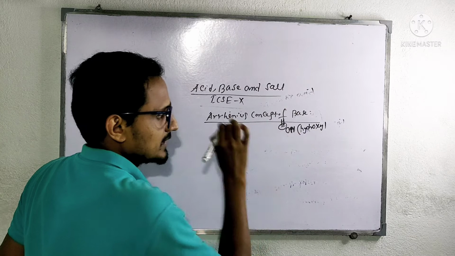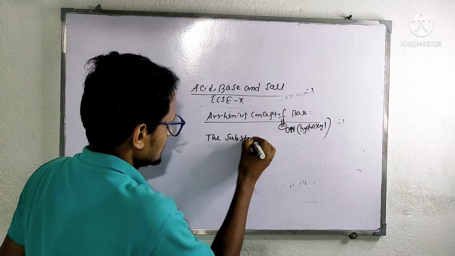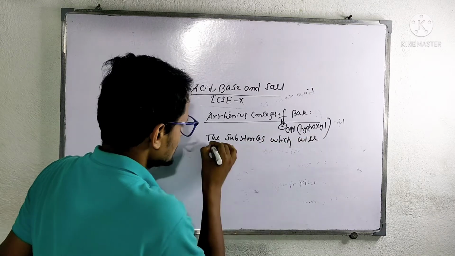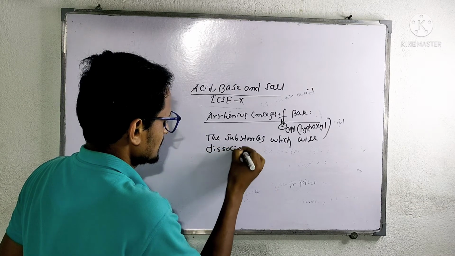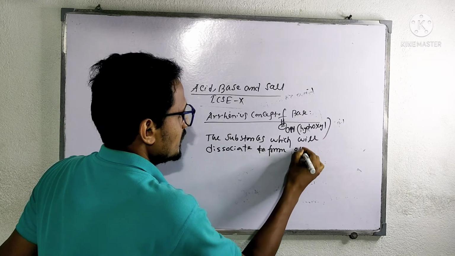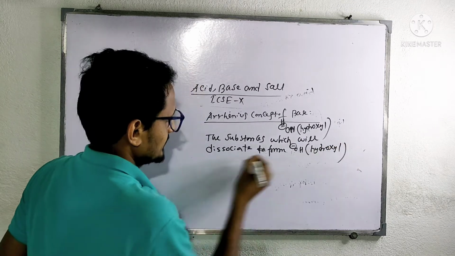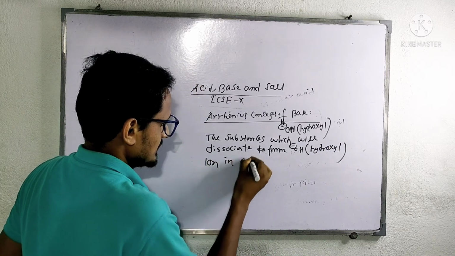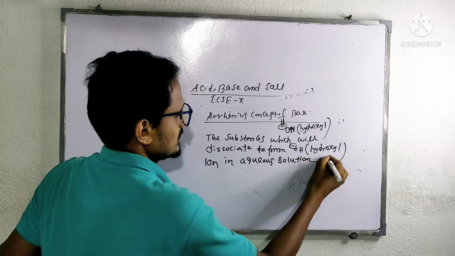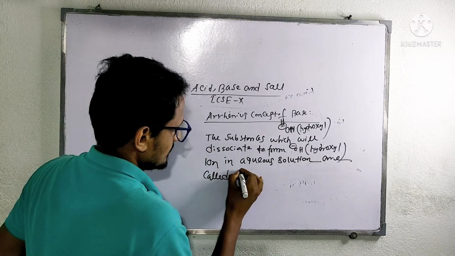I am writing just the definition. The substances which will dissociate to form OH minus, that means hydroxyl ion, in aqueous solution are called bases.